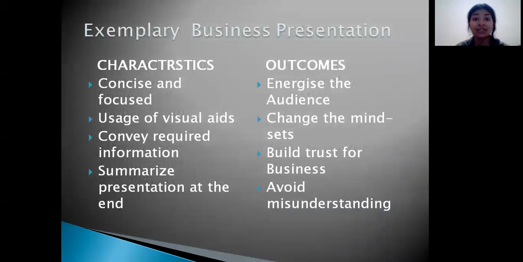In this, I have mentioned the exemplary business presentation. On the left-hand side, the characteristics of an exemplary business presentation, and on the right-hand side, their outcomes. Talking about the characteristics, the presentation should be concise and focused. It should use visual aids for better engagement of the audience.